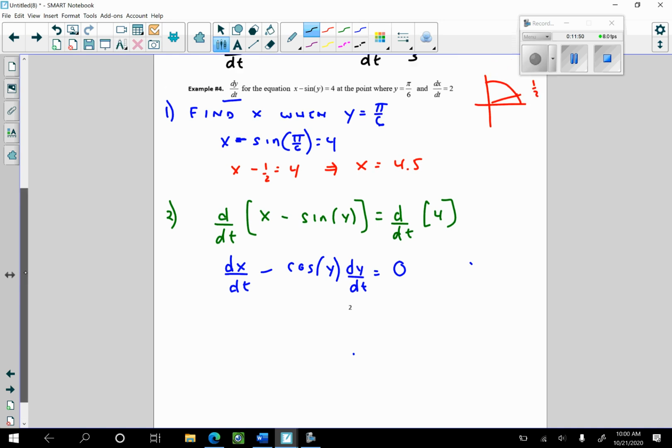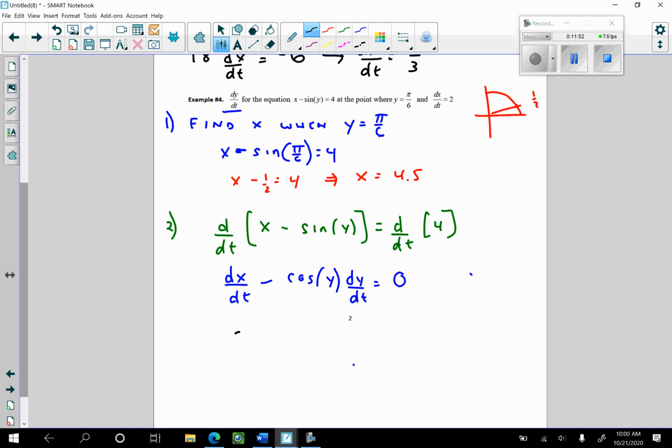So put in what you know. You know dx dt is equal to 2. Here was my mistake. I know that y is pi over 6, so 2 minus cosine of pi over 6 times dy dt is equal to 0, and this is the guy that I wanted to find. Okay, I thought we wanted dx dt. We didn't. We know dx dt. So now I'm simply going to solve that for dy dt. Cosine of pi over 6. What's cosine of pi over 6? Square root of 3 over 2.